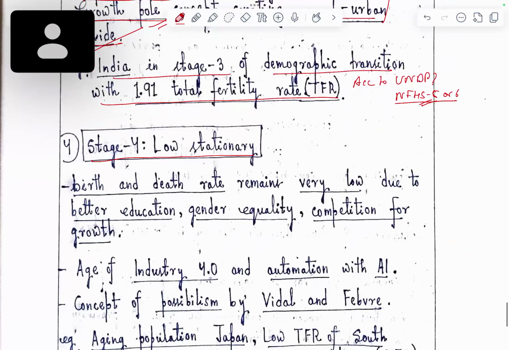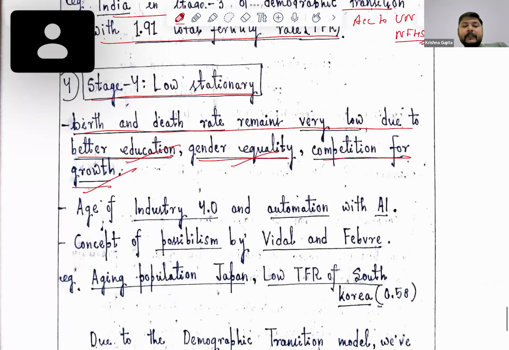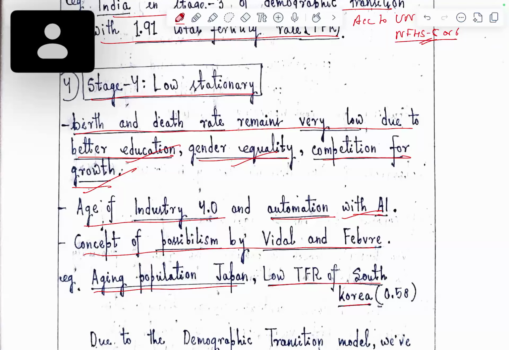Then we have stage 4, that is low stationary. Birth and death rates remain very low due to better education, gender equality, and competition for growth. The age of Industry 4.0 with automation and AI. Concept of possibilism by Vidal and Febvre. Aging population of Japan. Low total fertility of South Korea. Why is the concept of possibilism here?